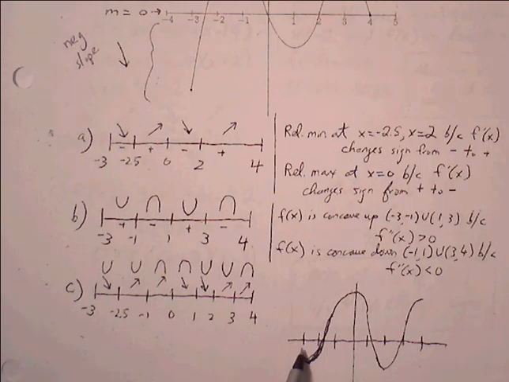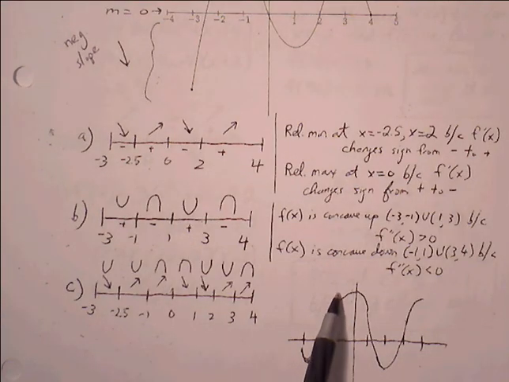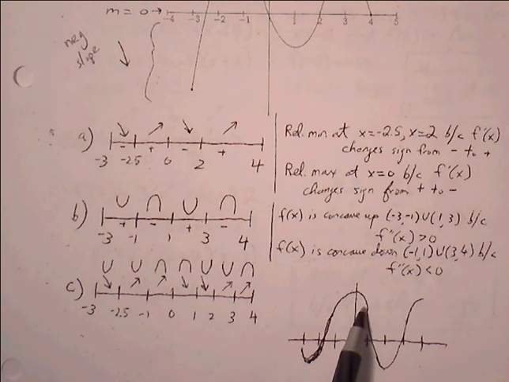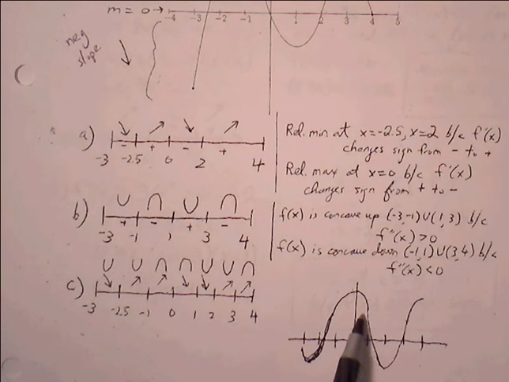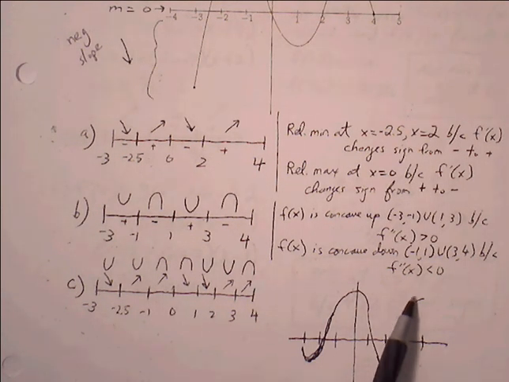So concave up, it hits a relative min, remains concave up until it hits a point of inflection, and then becomes concave down, hits a point of inflection, concave up, decreasing, hits a relative min, increases, concave up, hits a point of inflection, and then concave down again.